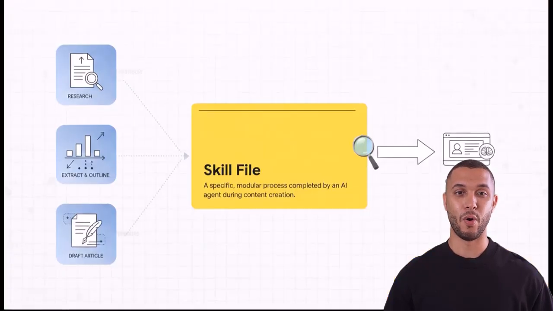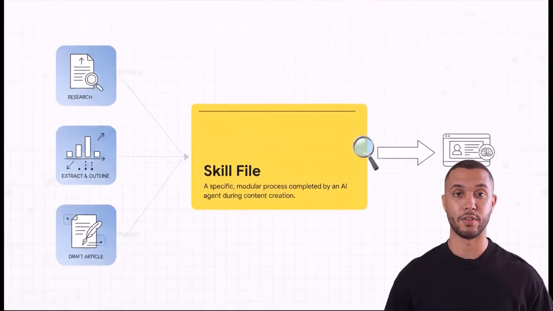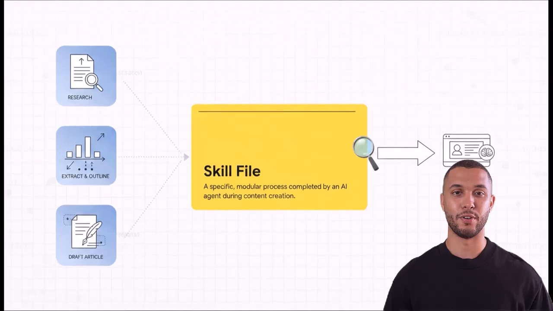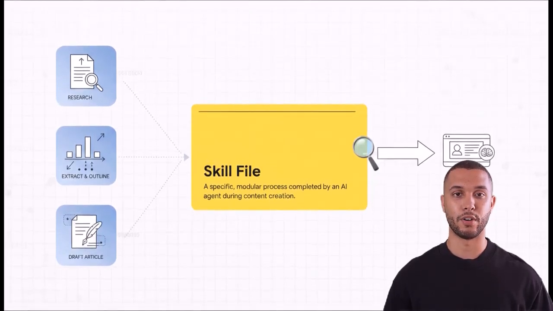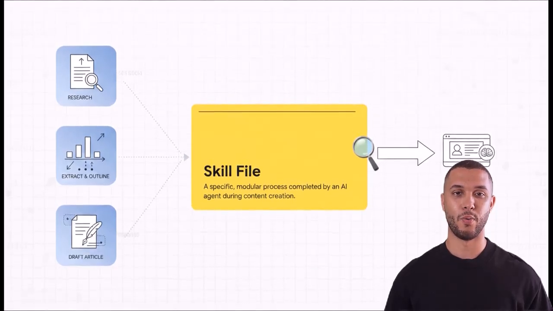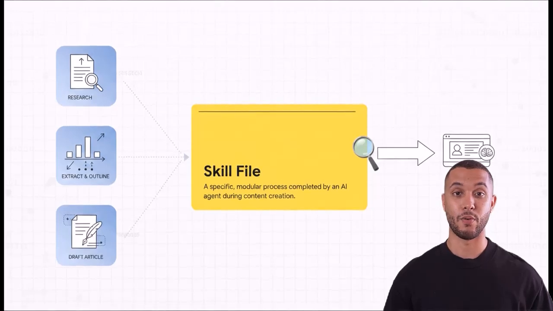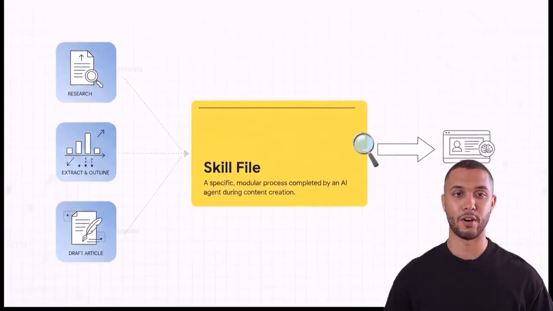Let's break down what those 23 processes actually look like in practice when you string them all together. The whole foundation of this pipeline relies on something called a skill file. Think of a skill file as a highly specific modular process, basically a single human action. When you sit down to write, one action is looking up competitor articles. Another is extracting the main themes. Another is outlining. Well, in this pipeline, every single one of these actions is a dedicated text file with strict instructions that the AI has to complete before it's allowed to move on to the next.